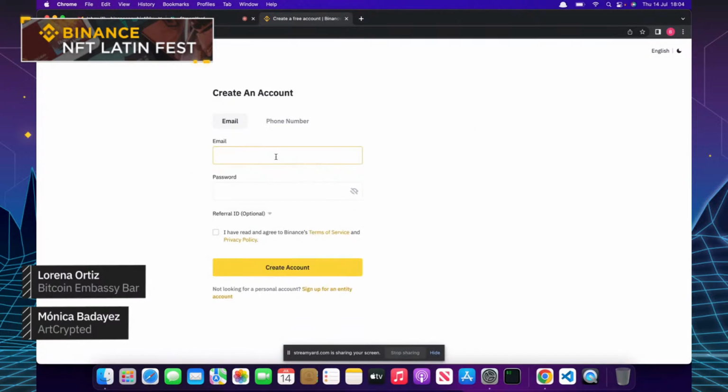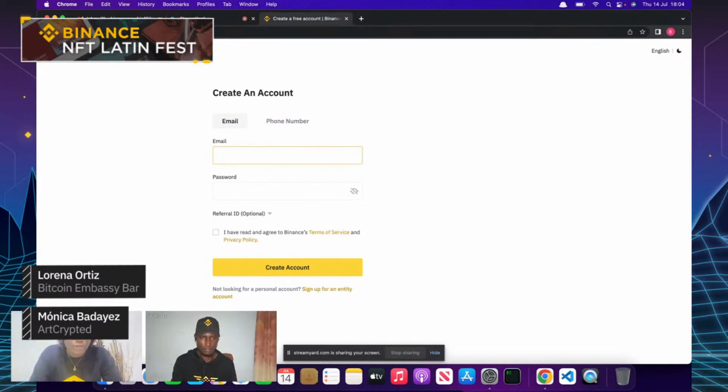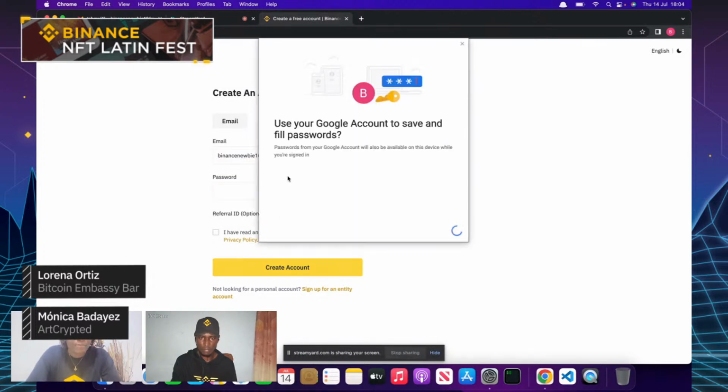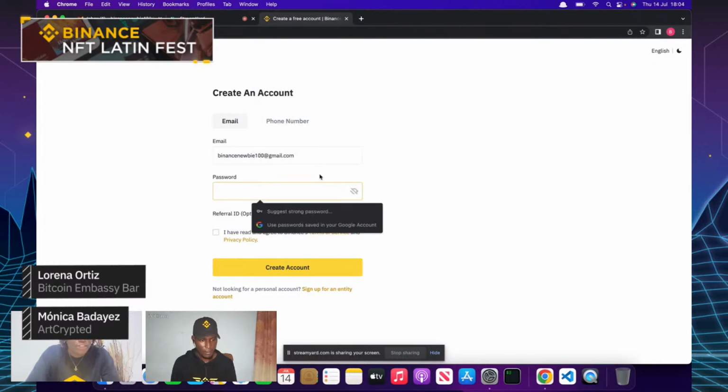I prepared an email for this, so let me input my email. We are going through this together. My email is Binance Newbie 100 at gmail.com, but whatever your email is, you can just use that. Then I'm going to get a password. Let me not use the suggested password. Let me just input my password.